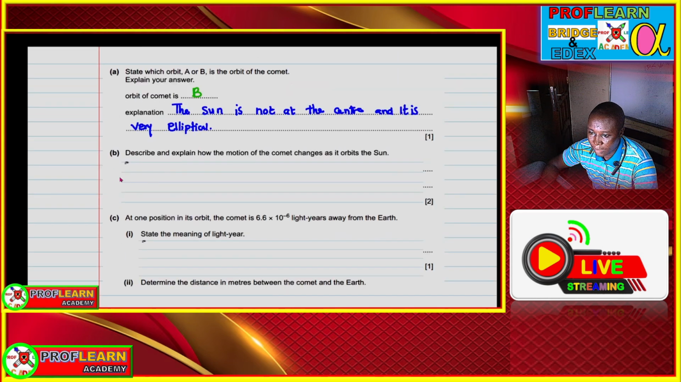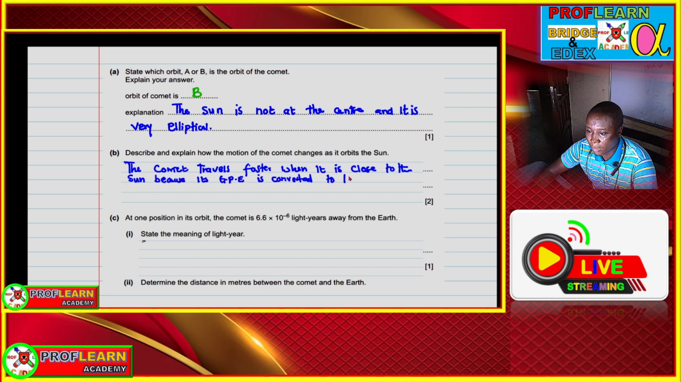We're supposed to describe and explain how the motion of the comet changes. In this particular question, we are supposed to say the comet travels fastest when it's close to the Sun, because it will have high kinetic energy, as potential energy is converted to kinetic energy. And when it's very far away from the Sun, it travels slowly, because its kinetic energy is converted to potential energy in the process of its movement.